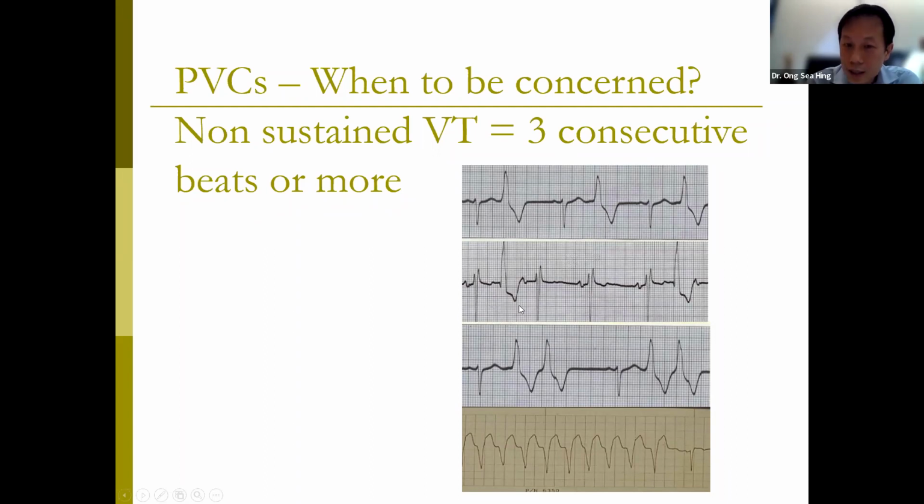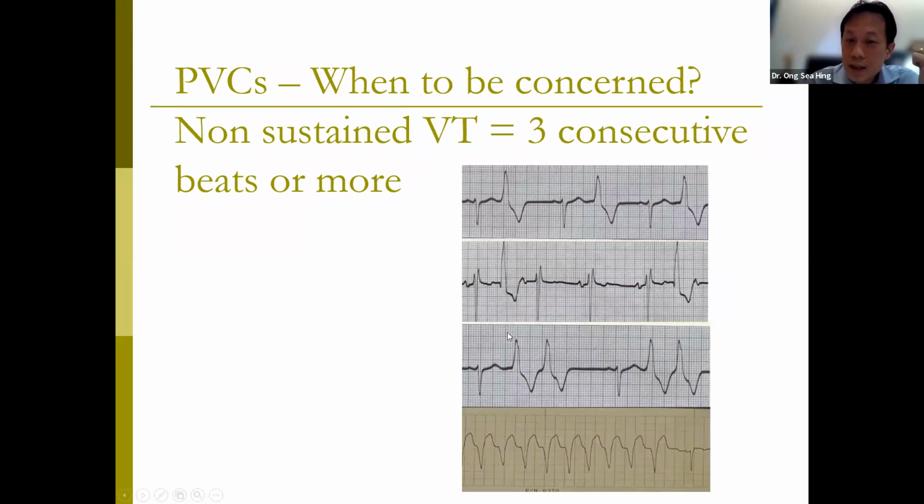So this is an isolated PVC. This one is what we call an interpolated PVC because there is no compensatory pause. This is the more common type of PVC with a compensatory pause. This one has no compensatory pause, so we call it the interpolated PVC. Does it matter? Not really, it doesn't matter. But this one, usually the patient will not feel. This one, the patient can feel either a missed beat or a strong beat after that.